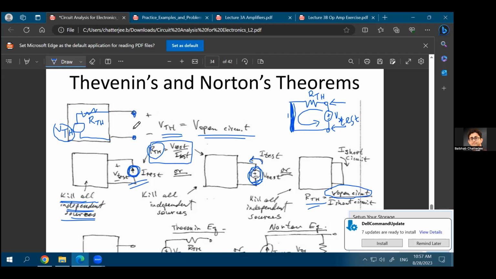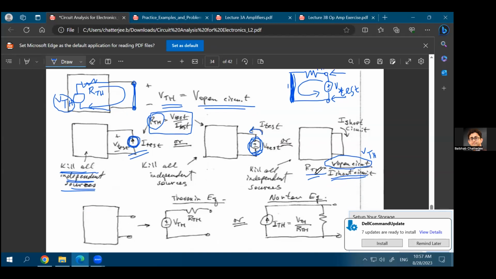If you short this output, let's say you directly put a short over here, you just connect these two terminals with a wire, then there will be a current flow through this. What would be that amount of current? That amount of current would be V Thevenin over R Thevenin. So that's your I short circuit. And your open circuit voltage was V Thevenin. So your numerator was V Thevenin, and your denominator is I short circuit, which is V Thevenin over R Thevenin.